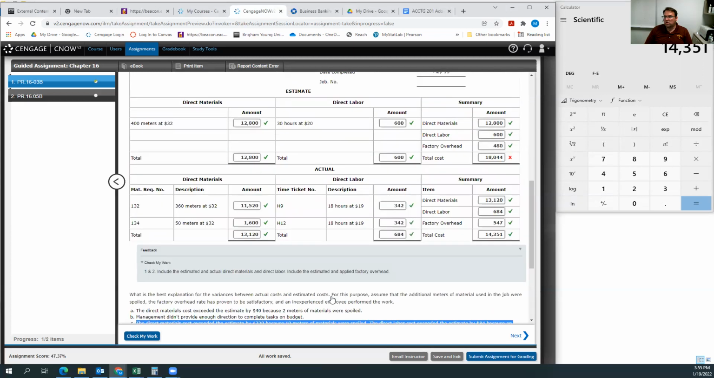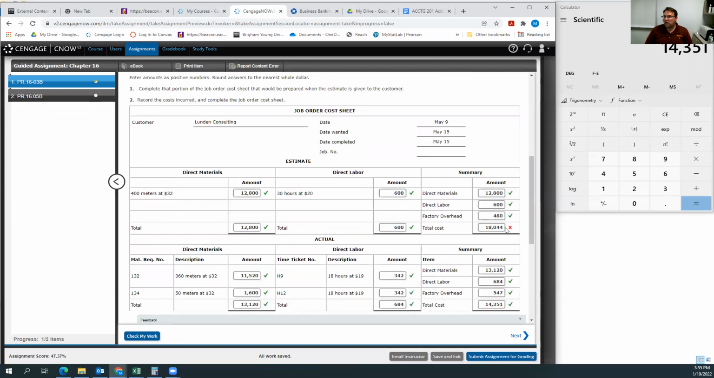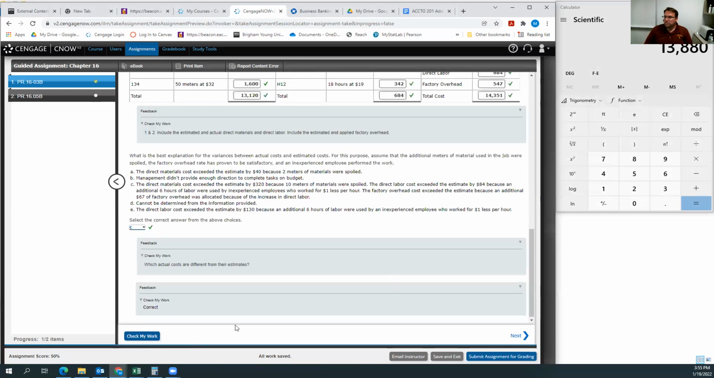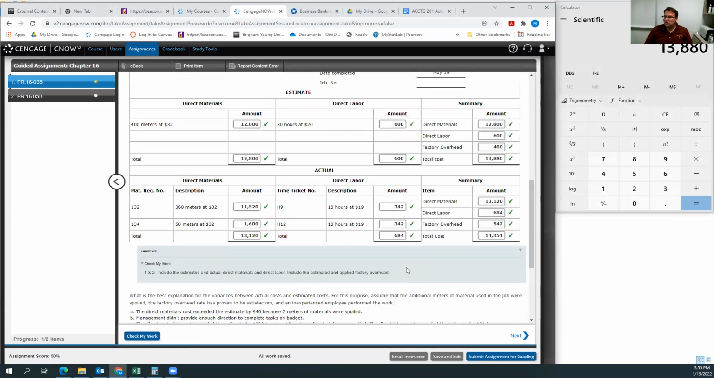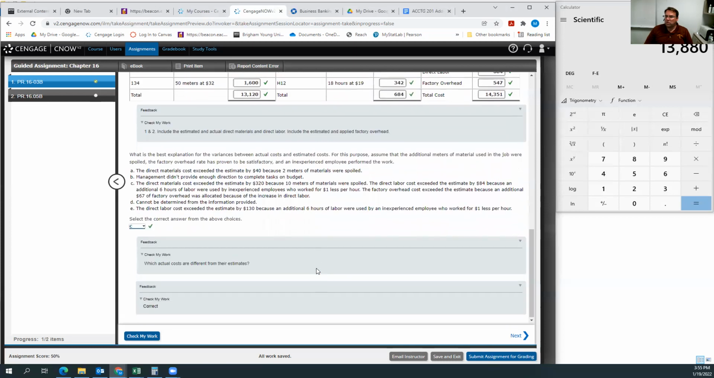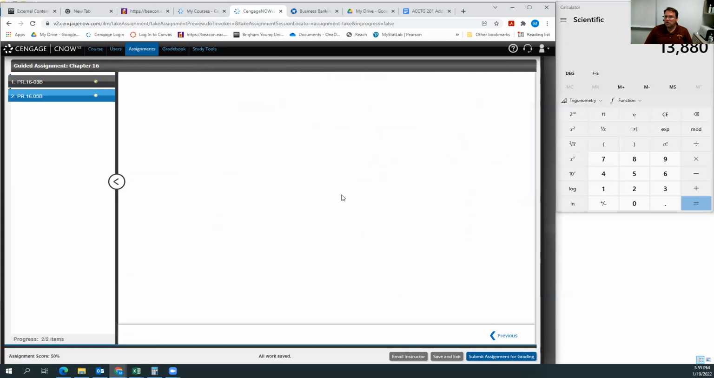There we go. Whoops, looks like I made an error right here. And you can see there was no 44, so that can't be right. So 13,880. That makes more sense. There we go. All right. So there's the first problem. Not too bad, as long as you don't make any mistakes with your calculator.